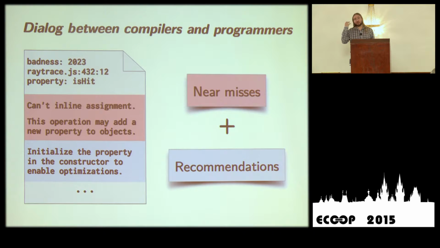Now, of course, in addition to providing these near misses, an optimization coach should also provide programmers with recommendations, give them concrete program changes that they can do to resolve these near misses and enable more optimizations. In the example that we have there, one solution that a coach recommends is to consistently initialize the relevant property inside the constructor so that by the time the object flows to the assignment site, it's always an assignment and never adding a property. And doing this transformation will improve the performance of the ray tracer in this case.